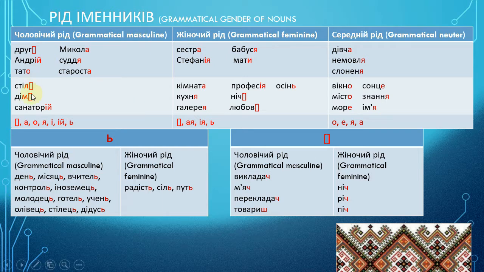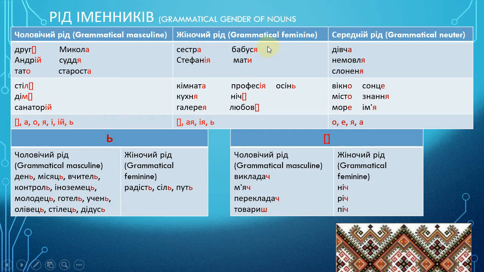And again we have nouns with no ending. Стіл, table, дім, house. So we have nouns with ending а, я. For example, the name Микола, the word суддя, which means judge, the word староста, which means a monitor in the class, president of the class. So the typical endings in grammatical masculine are no ending at all, а, о, я, і, and sometimes soft sign.